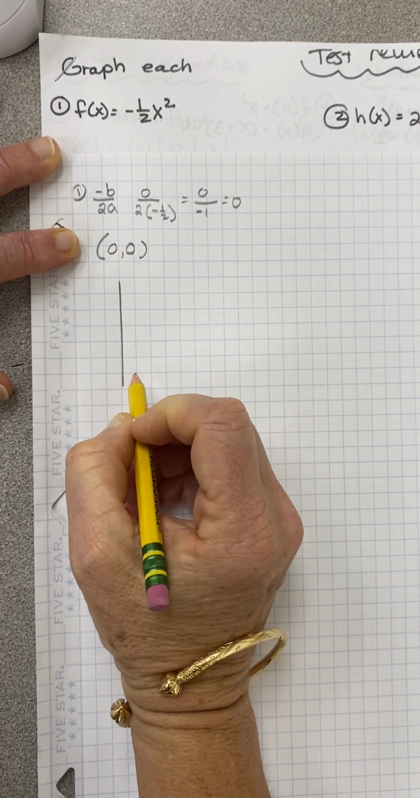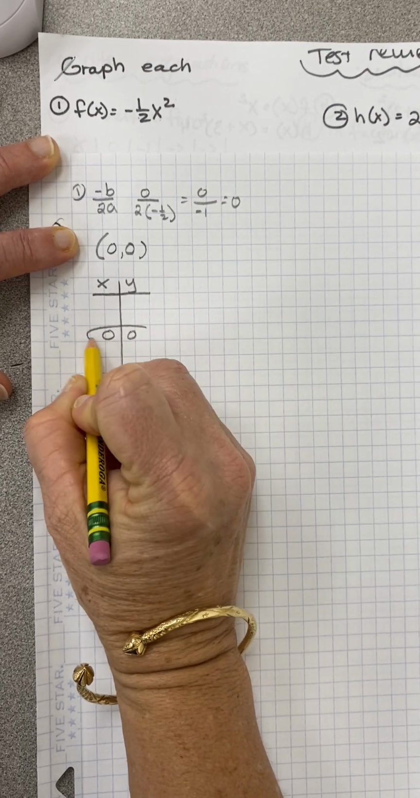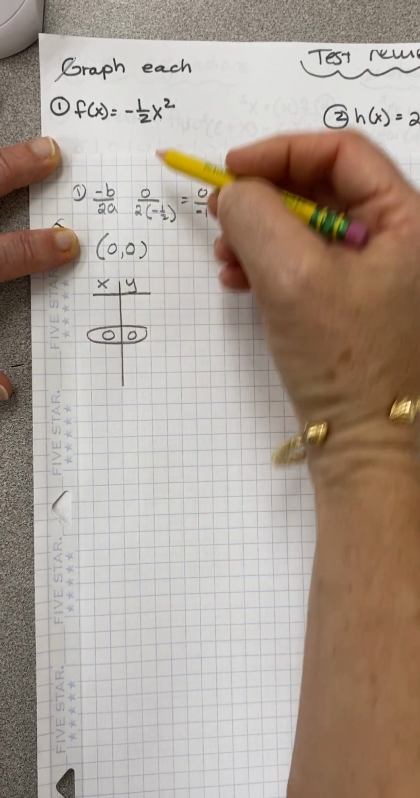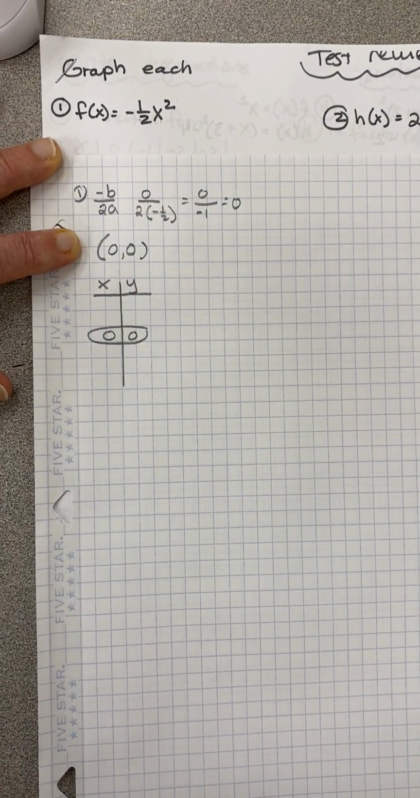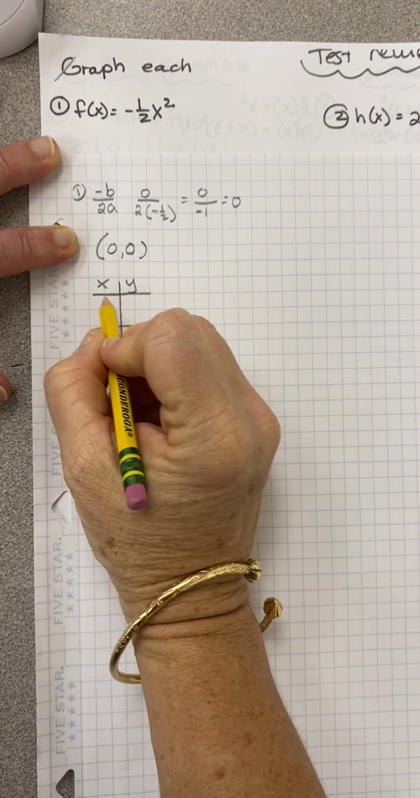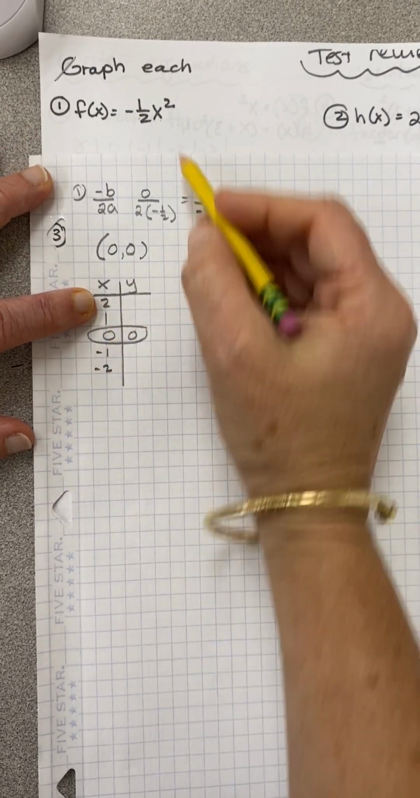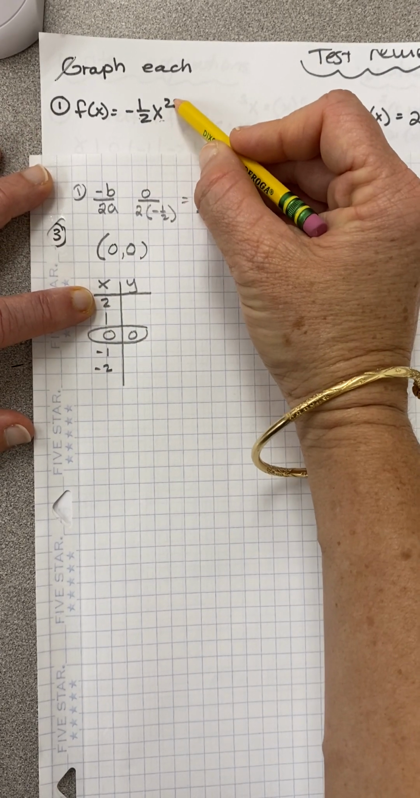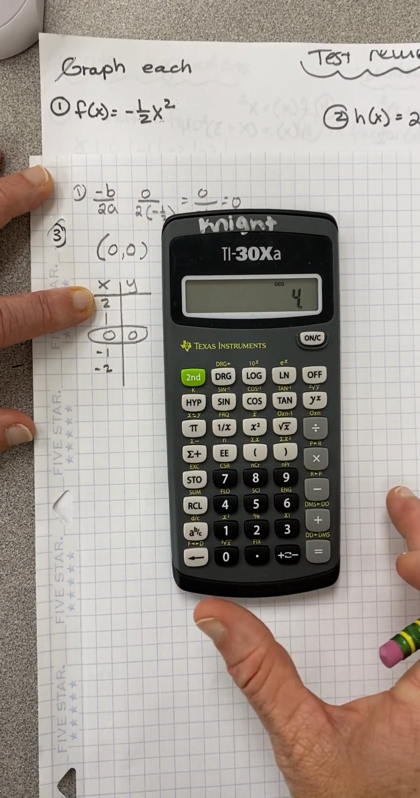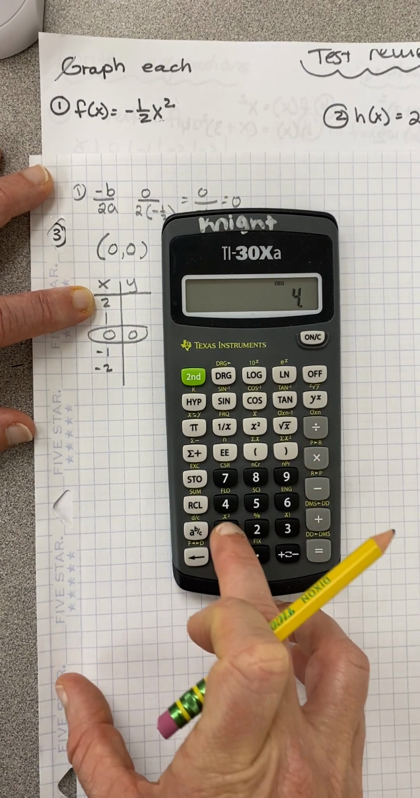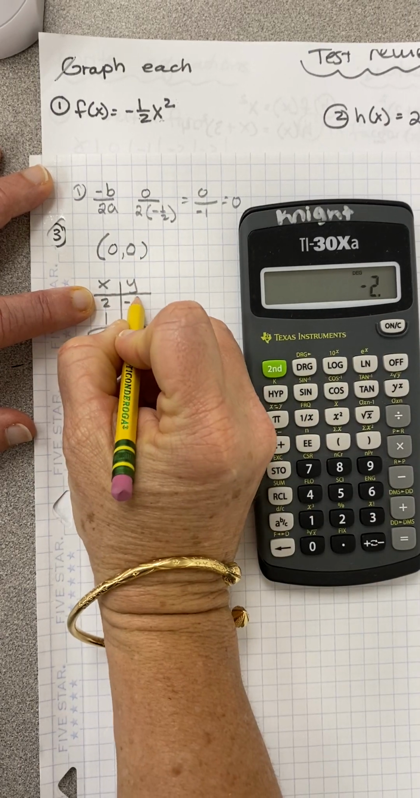And some of you guys would have just looked at that. Okay, so now I'm going to pick two numbers smaller. Now, this is taking a half of it, so I can do 1, 2, negative 1, negative 2. Okay, so I'm going to plug 2 into the equation. 2 squared is 4, and just in case you're not sure how to do that on your calculator, 2 squared is 4 times negative a half is negative 2. Now, you could have probably done that in your head, we hope.